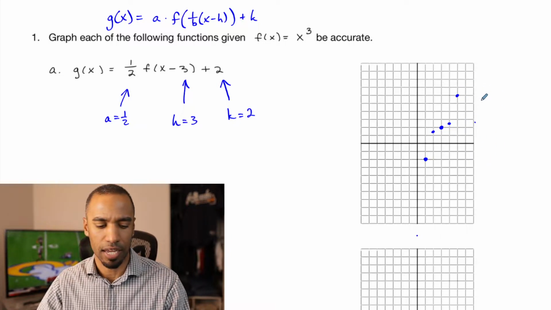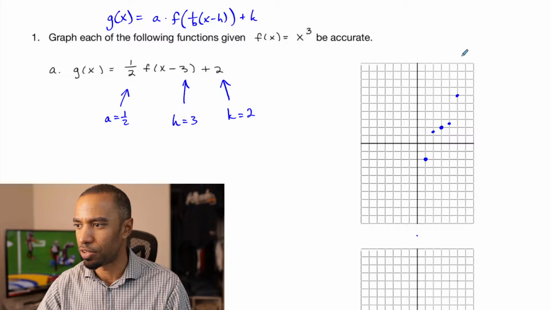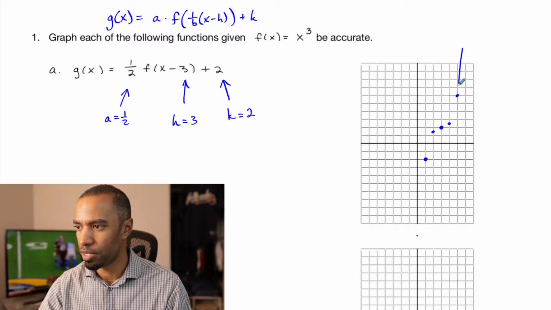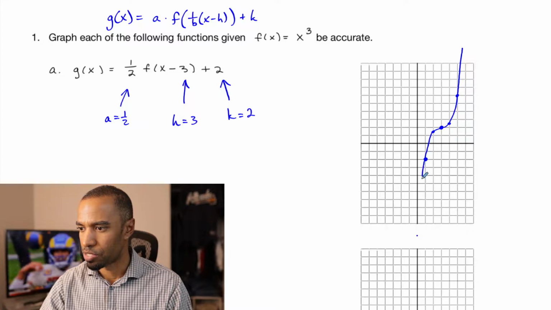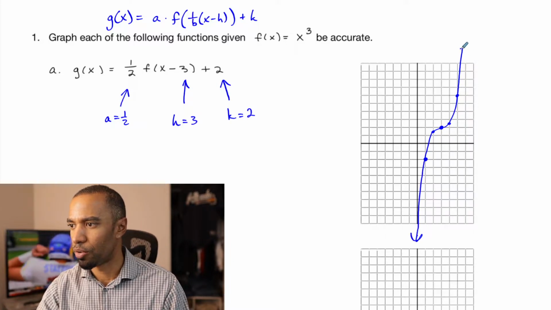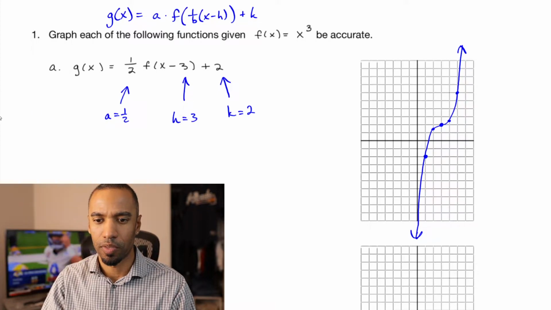So just to get the basic idea of this graph here, I'm going to go ahead and connect the dots for you. So coming from way up here, and shrink it, here we go. There is our graph. Not bad. Okay, so there's the first one. That's part A. Let's go to part B.